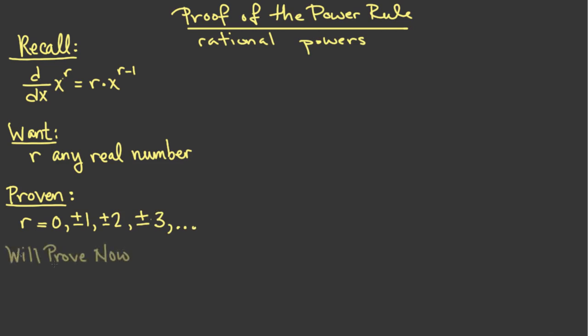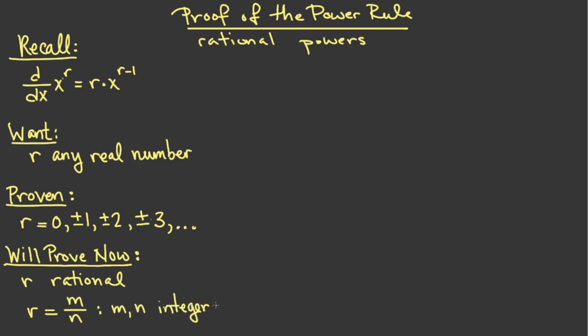What we will prove now is the power rule in the case that r is a rational number. That is, when r is equal to m over n, where both m and n are any non-zero integer. And the reason I'm going to go ahead and do this proof is that I think it's a pretty cute use of implicit differentiation, going in sort of a different direction than we often see it.